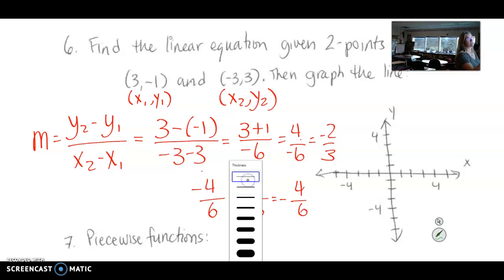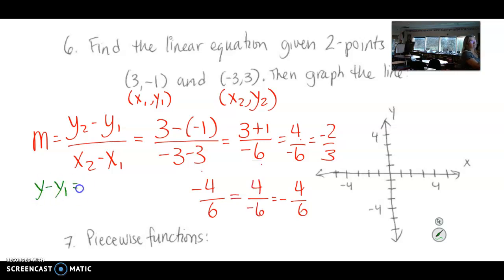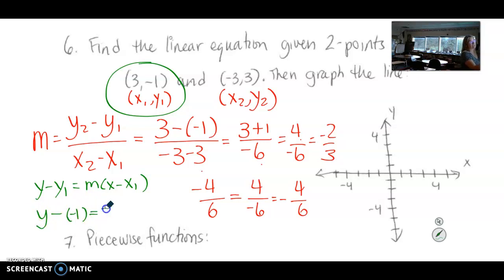So point-slope form is y minus y1 equals m times x minus x1. m is what we just found, negative 2/3. And I'll just use this point since I called it x1, y1. It doesn't matter. You could use the negative 3, 3. But your y1 is going to be this negative 1, so y minus a negative 1. Your slope is negative 2/3, so I'm putting that in for m. And then x minus x1 is 3. So this becomes, minus a negative becomes plus 1.